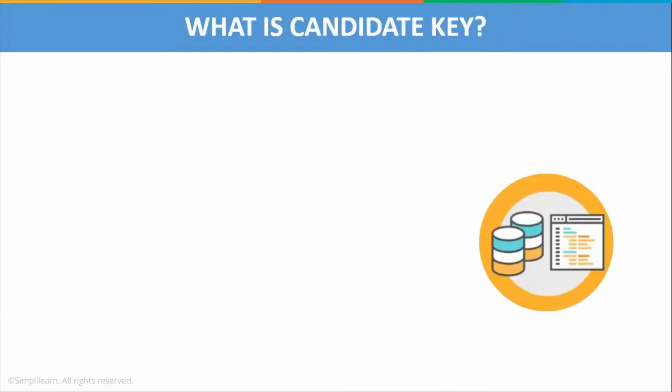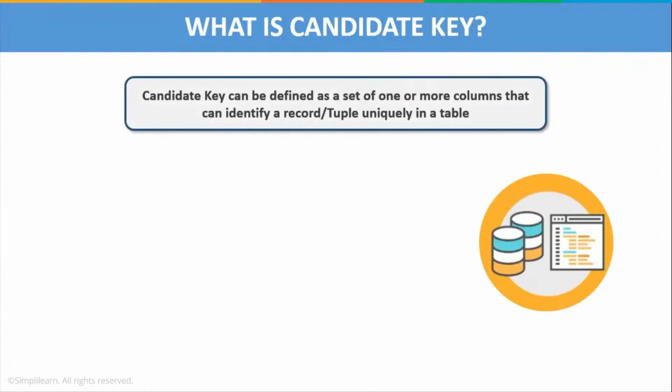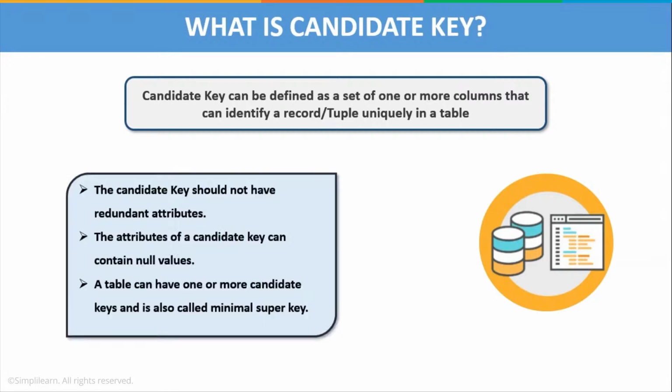Next, let us discuss the candidate key. A candidate key is defined as a set of one or more columns that can identify a record uniquely in a table. So basically, a candidate key is a super key with no repeated attributes. By the way, we'll discuss the super key in a while. The primary key should be selected from all the candidate keys, and every table must have at least a single candidate key, and a table can have multiple candidate keys but only a single primary key. Now, a candidate key shouldn't have redundant attributes. That means it should not have any duplicate values in the table.